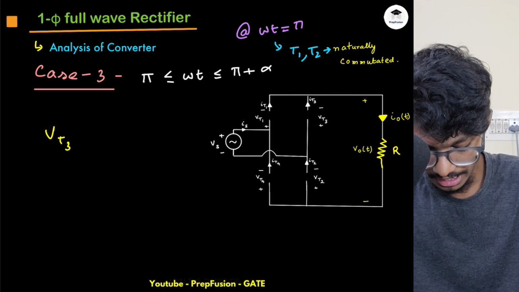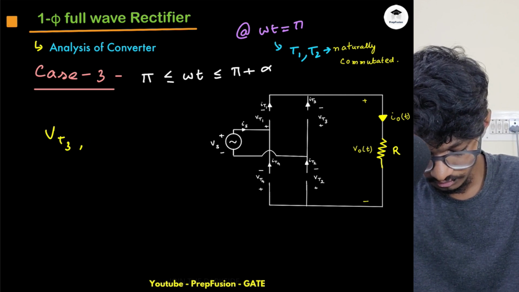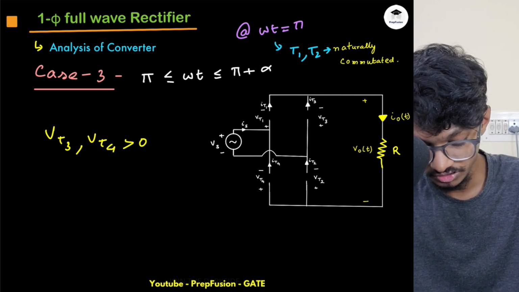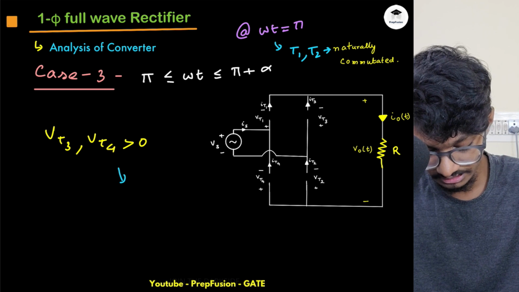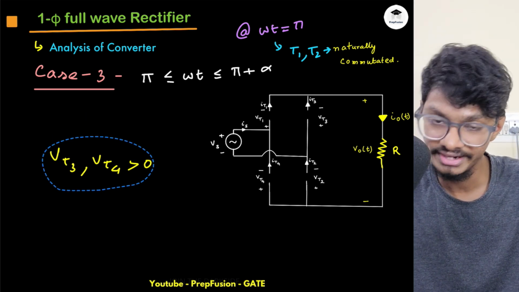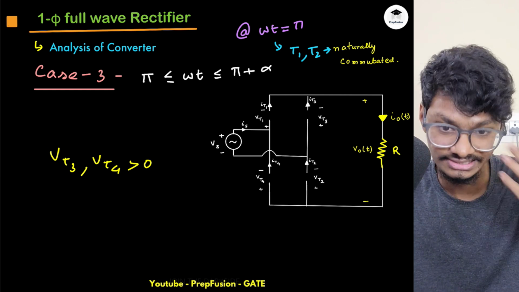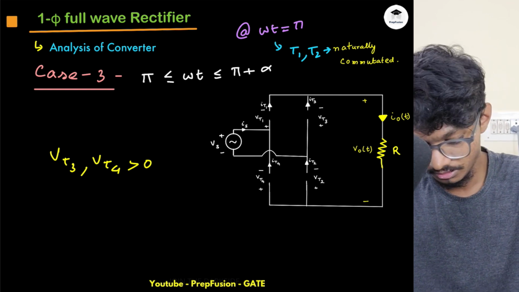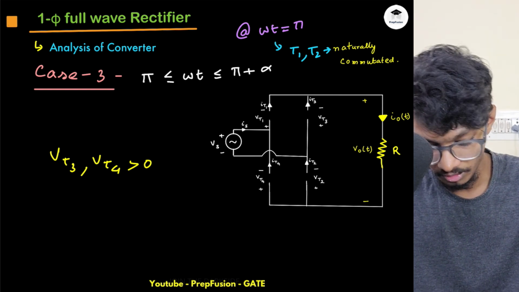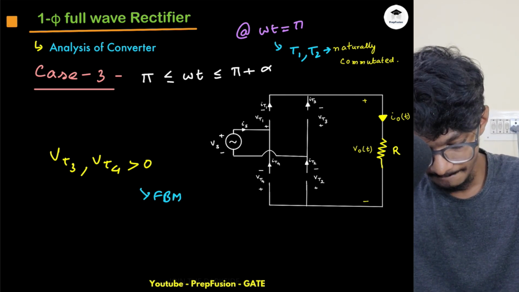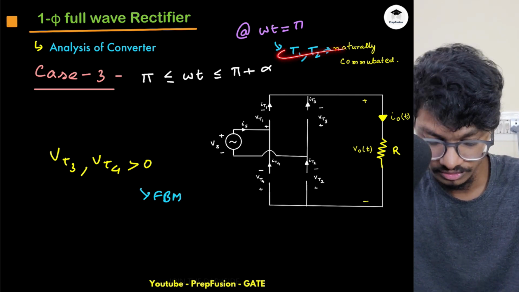VT3 and VT4 will be greater than 0, because they equal the addition of plus minus Vs. So the negative of minus Vs will be positive, because Vs itself is negative right now. So these will be in forward blocking mode, and my T1 and T2 are naturally commutated, so they are in reverse blocking mode.